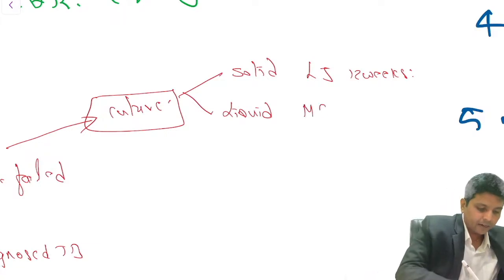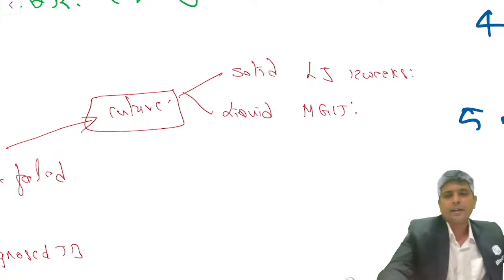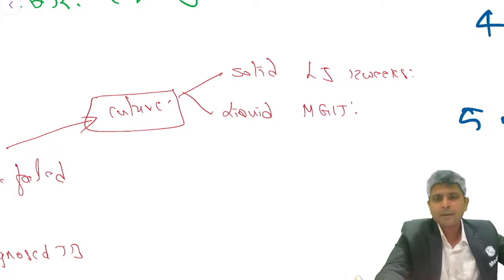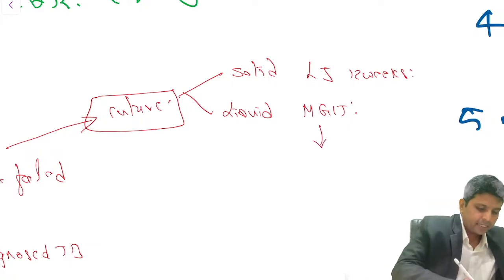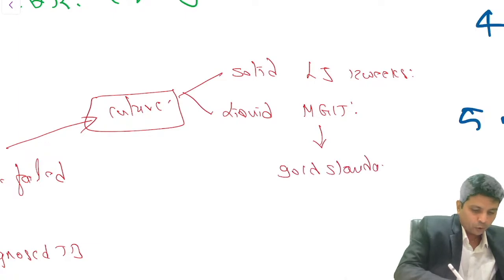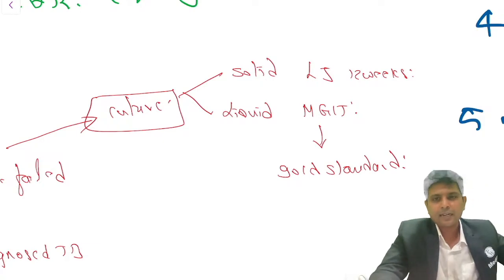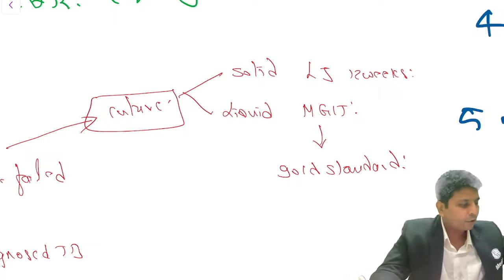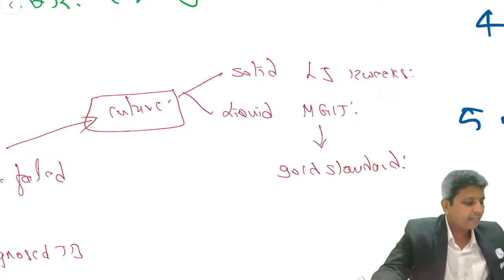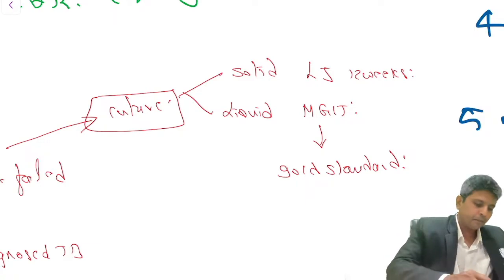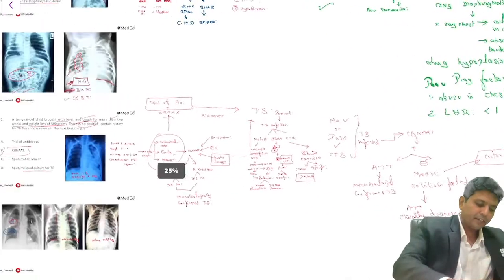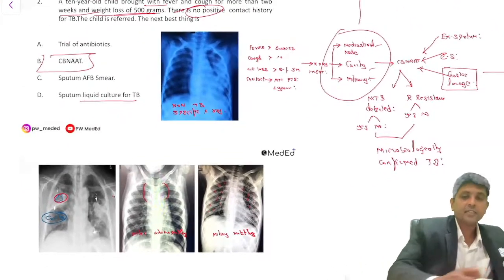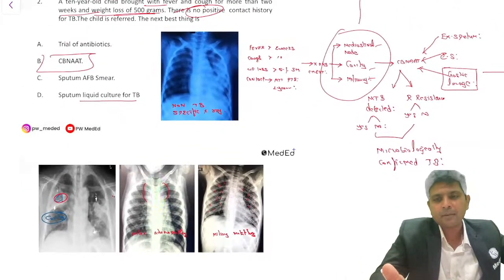What is called liquid culture? MGIT, Mycobacterial Growth Indicator Tube system, and this is the gold standard test right now. MGIT, Mycobacterial Growth Indicator Tube system. That's it. With this, we have almost finished many things in TB.